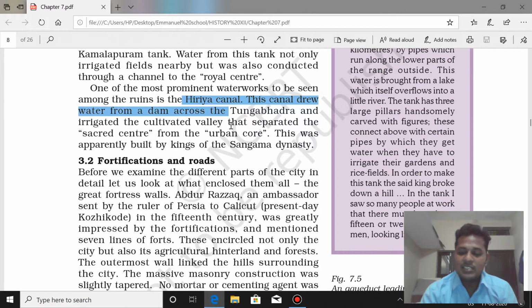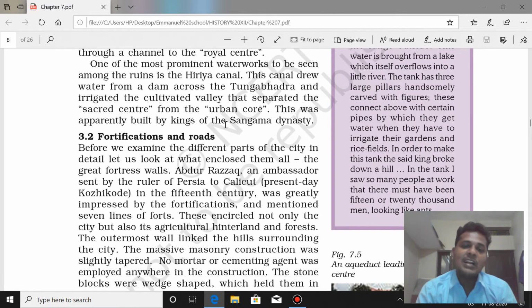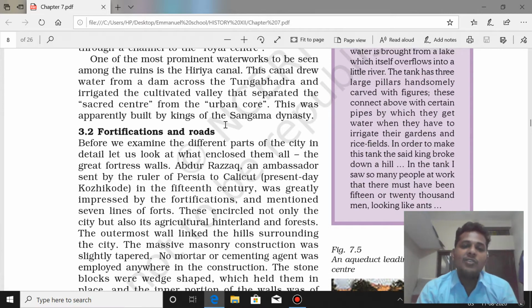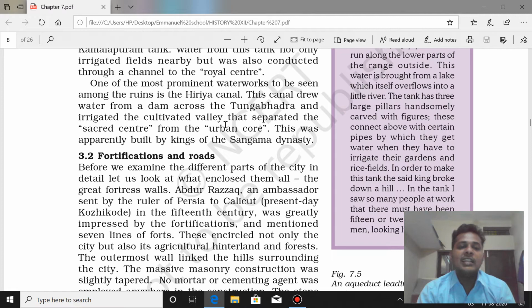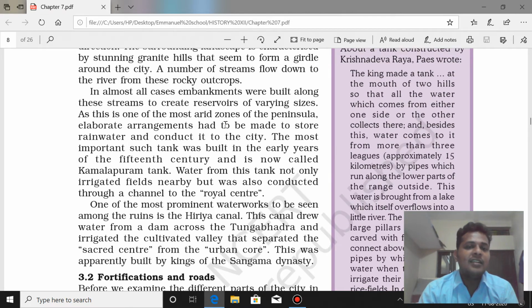So this is talking about the Hiriya canal, which was able to cultivate a lot of areas, especially between the sacred center and urban core के बीच में, and this was built by the kings of the Sangama dynasty. The Sangama dynasty are the founder members, if you remember: Sangamas, Saluvas, Tuluvas and Aravidu. So this Hiriya canal was built by the Sangama dynasty, and it irrigated the cultivated lands between the sacred center and urban center. That is the fourth point. So these are the 4 points you need to write in the long answer.